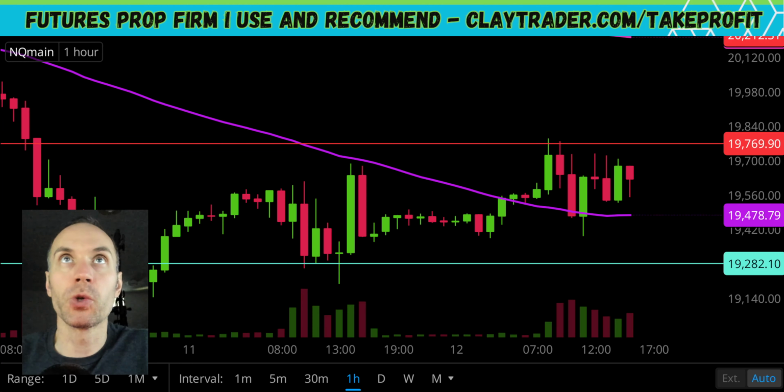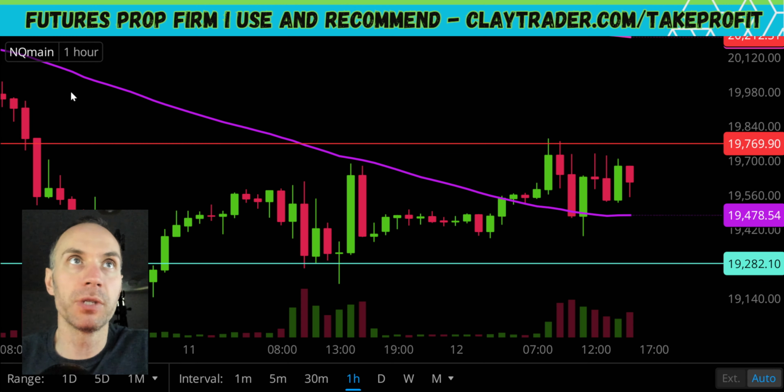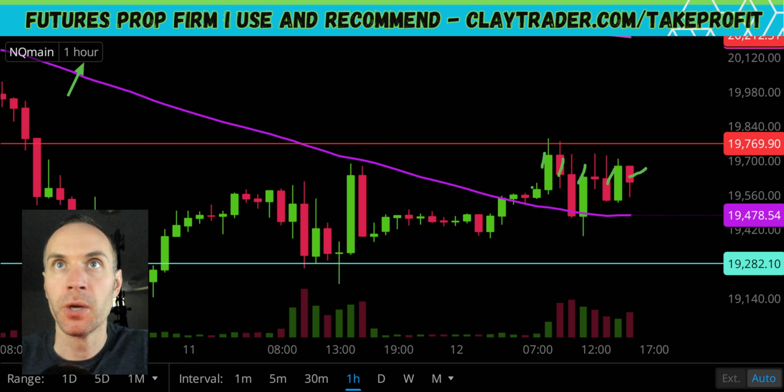Real quick, an initial clarification here, and that is that I'll be using the 1 hour time frame, meaning each one of these candlesticks here, in case you're new to charts, represents 1 hour's worth of time.